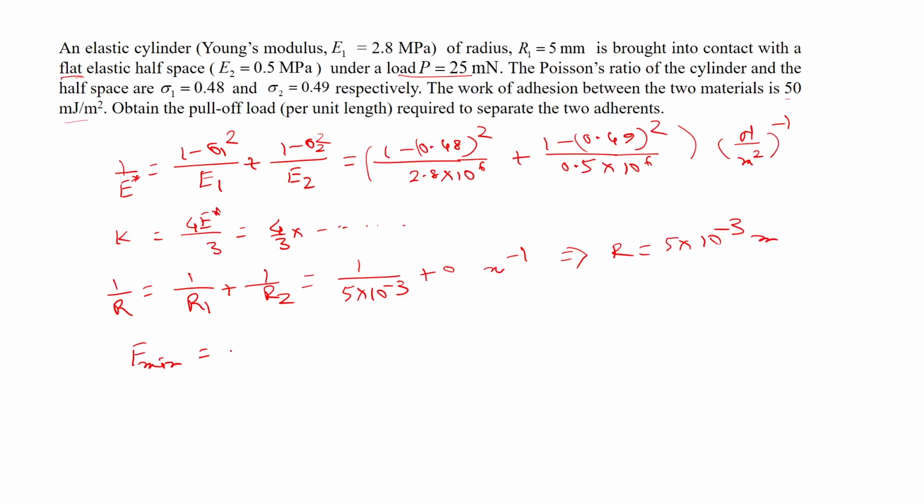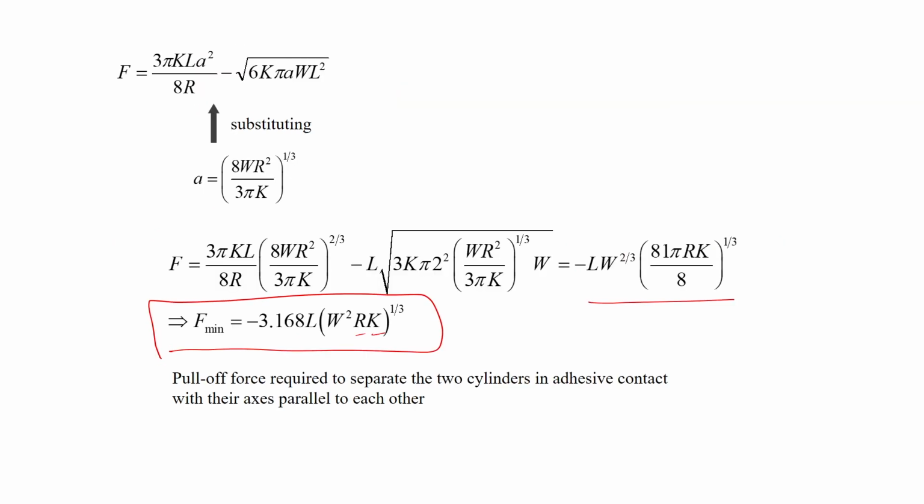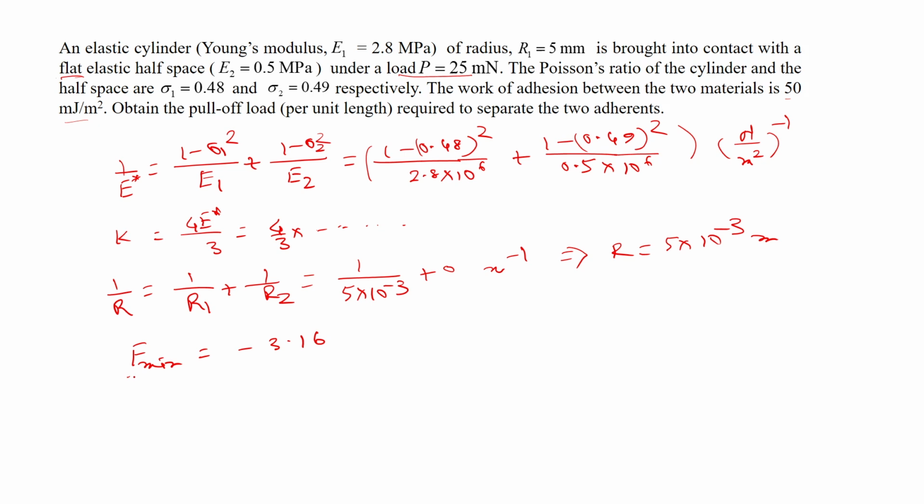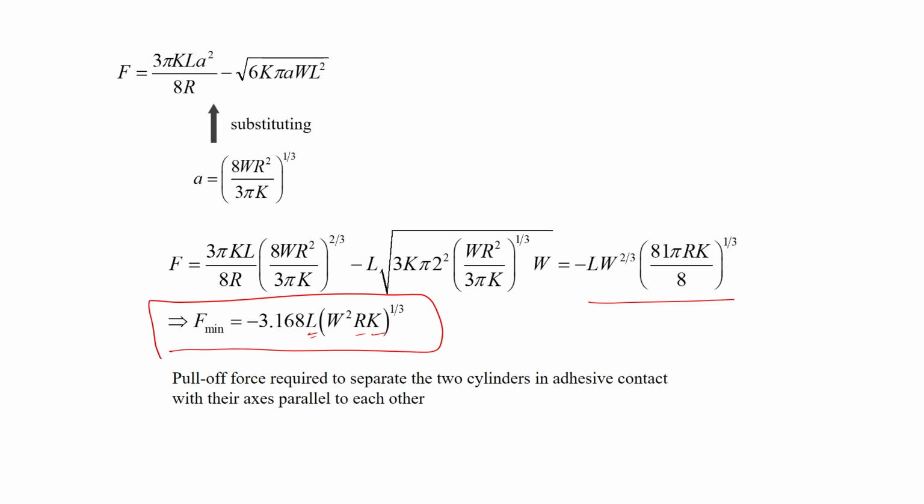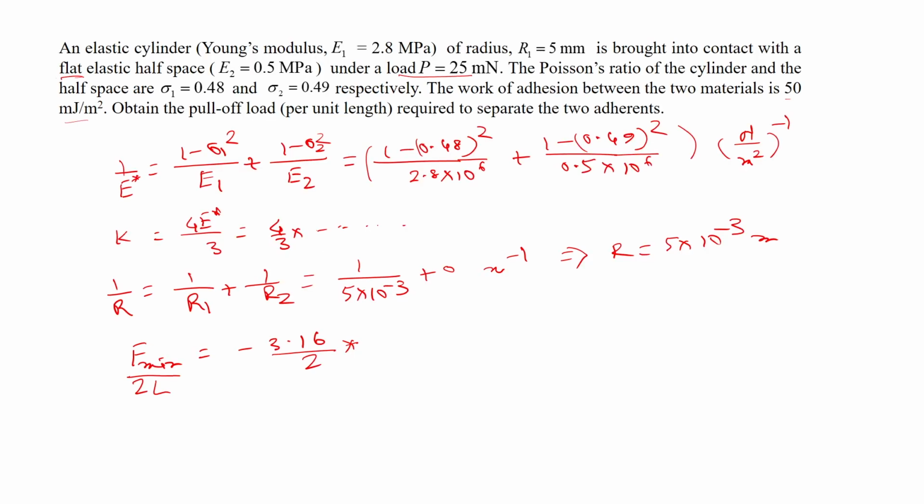So, we can use this relation F min is equal to minus 3.16, and remember, what is the length of this cylinder, per unit length. So, remember the length is 2L, right, it is 2L. So, we have to be careful about that, and so actually we have to divide it by 2L. So, F min by 2L will be divided by 2, into W square r into K. W is already given, that is 50 millijoule per meter square.